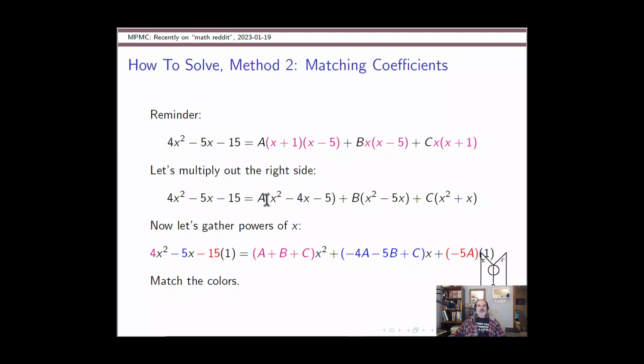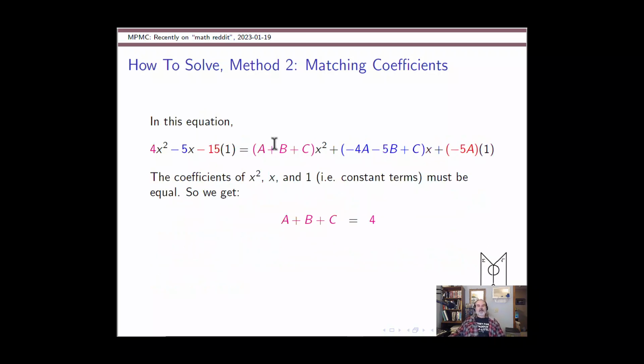Okay, so here I've gathered the coefficients of x squared, so a plus b plus c. There you go. I've gathered the coefficients of x, -4a, -5b, and 1c, and there we go. There's a coefficient of x on the right-hand side, and then the constant term is -5 times a. Every one of those things has to equal its counterpart on the left, and so we know, for example, that a plus b plus c has to be 4. -4a minus 5b plus c has to be -5, and -5a has to be -15.